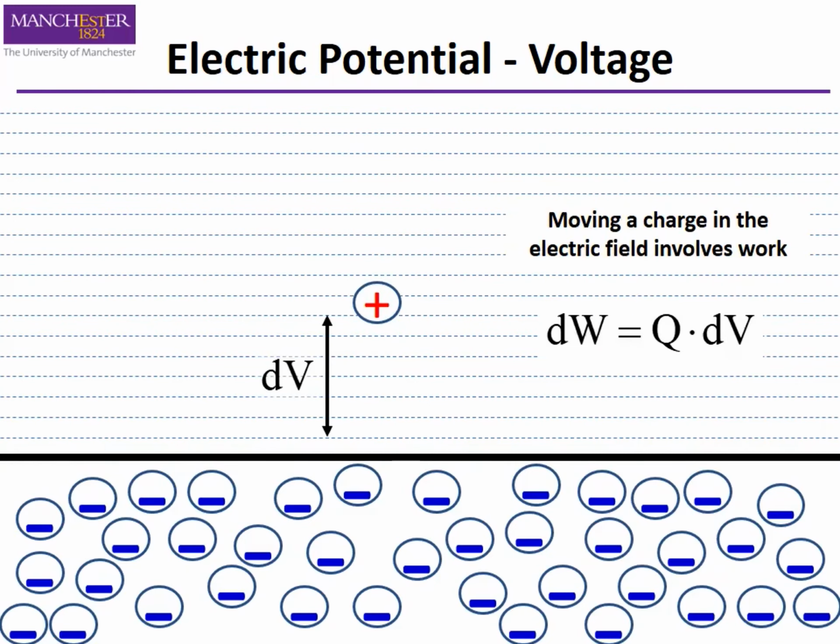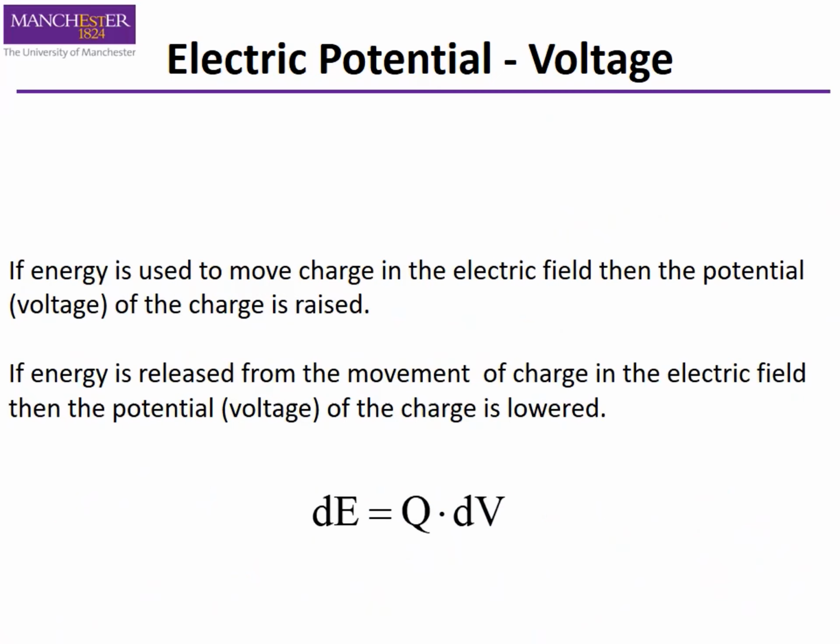So moving a charge in this electrical field involves work, and this work is related to both the amount of charge as well as the strength of the field, as described by the potential. So if we are doing work, if we're using energy to move charge in the electric field, then the potential or voltage of the charge is raised. Conversely, if energy is being released from the movement of charge in the electric field, then the potential or voltage of the charge is lowered.